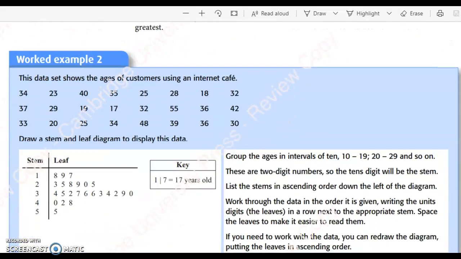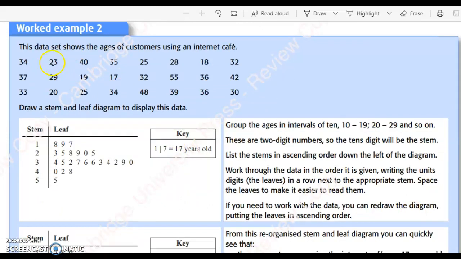Look at the worked example. This data set shows the ages of customers using an internet cafe. Look at the data. The smallest one is 17, and the greatest one is 55, I think. So we can draw a stem and leaf diagram to display this data.